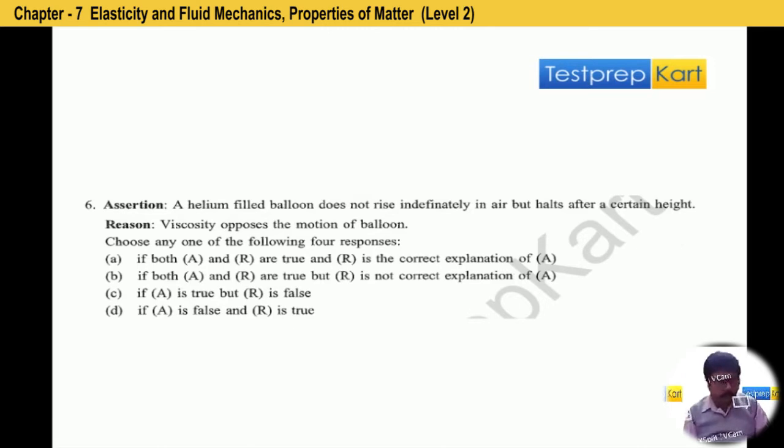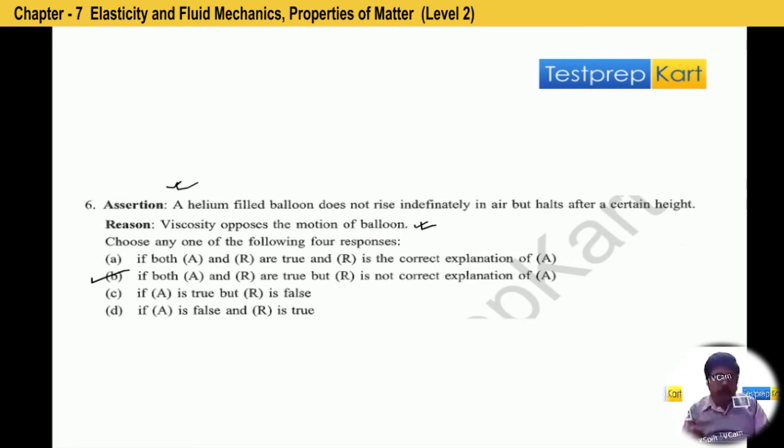Assertion: a helium-filled balloon does not rise indefinitely in air but stops rising at a certain height. Reason: viscosity opposes the motion of the balloon. Both A and R are true, but R is not the correct explanation of A. Viscosity opposes the motion of the balloon, it is also true, but this reason is not the correct reason for the assertion A. So B is the correct answer.